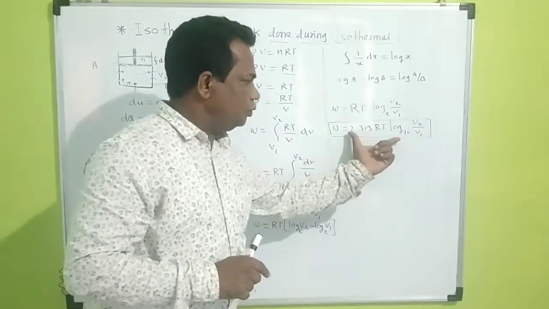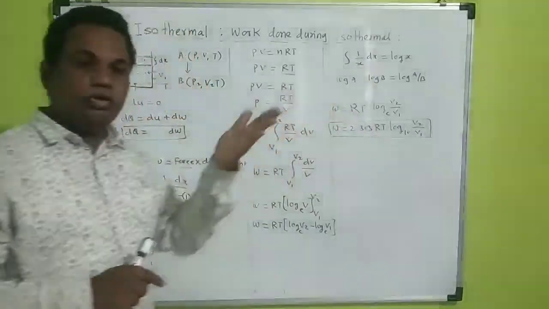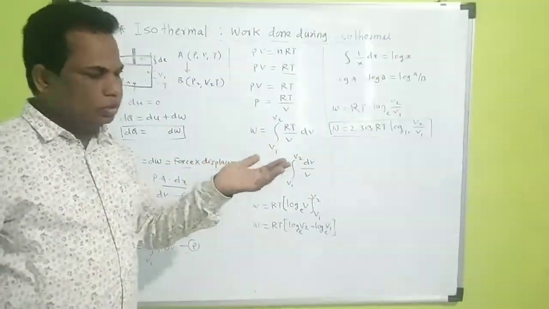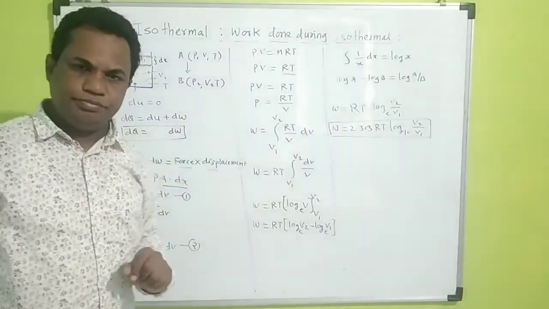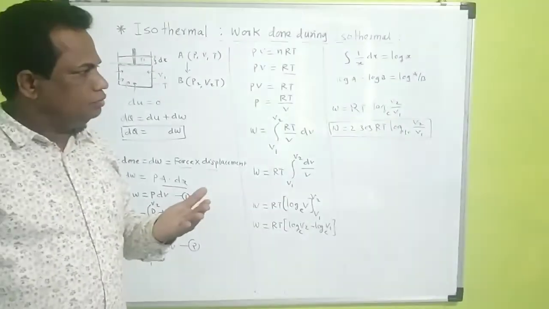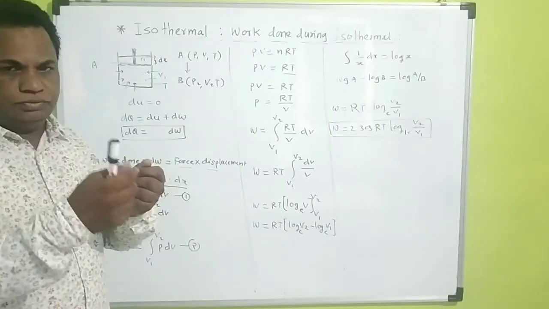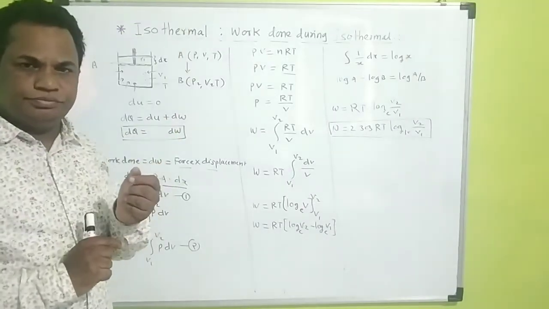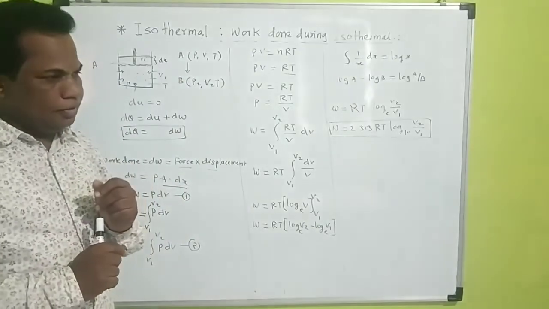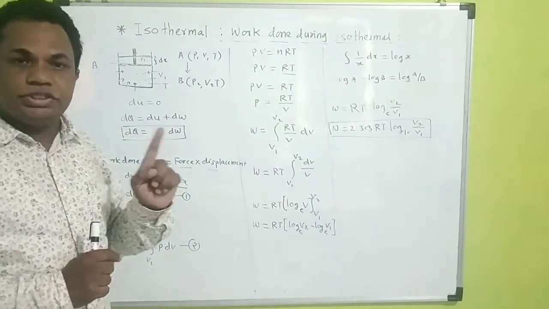Then how much work is done? Work done means the amount of energy required to convert ice into water. That is given by this expression. Similarly, consider another example: when water boils, water is converting into vapor at a particular temperature, let's say 100 degrees centigrade. Then at that temperature, there will be no change in its temperature.